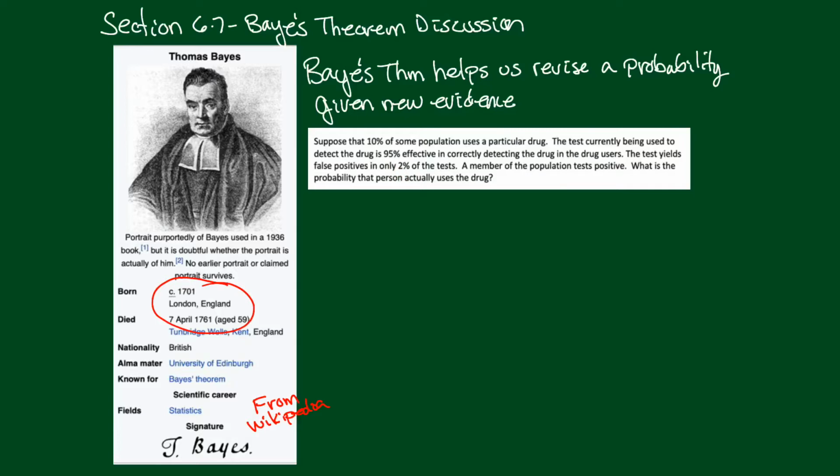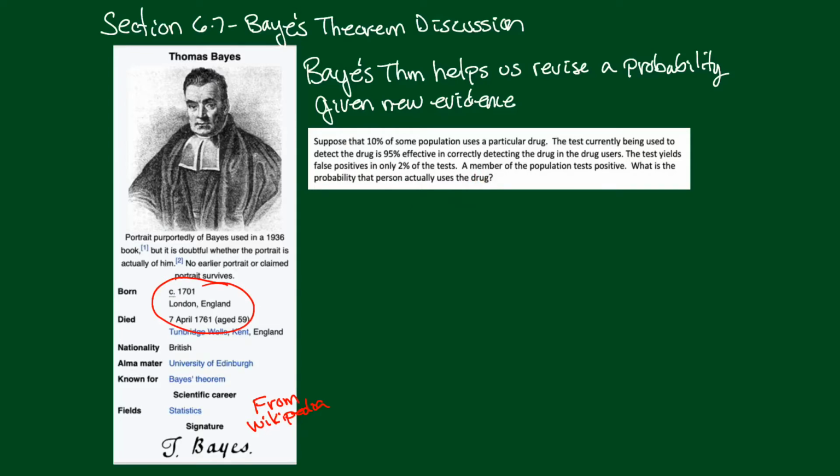So that means 2% of the time you can not be taking the drug, but the test will say you are, right? A false positive. You get a positive result, but it's false. So you're not taking the drug, but the test says you are. Now, suppose some randomly selected member of the population takes the test and gets a positive result. What's the probability that person actually uses the drug?